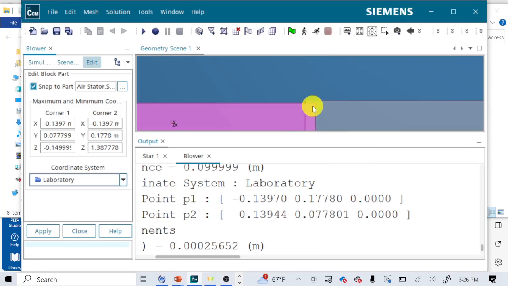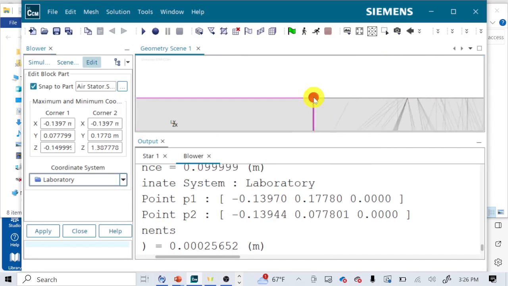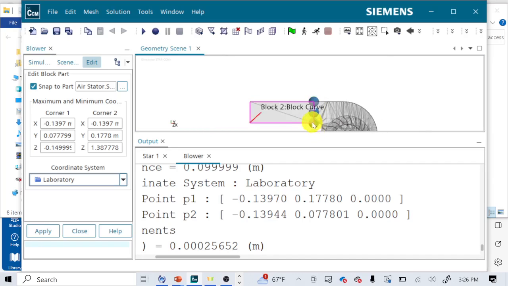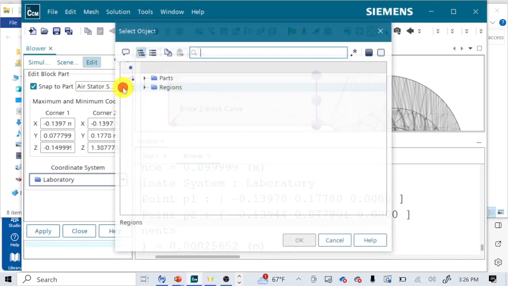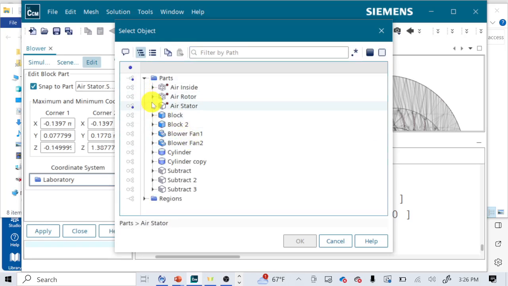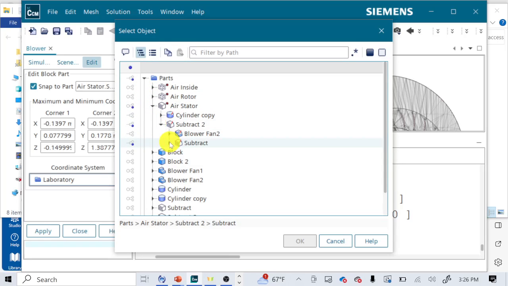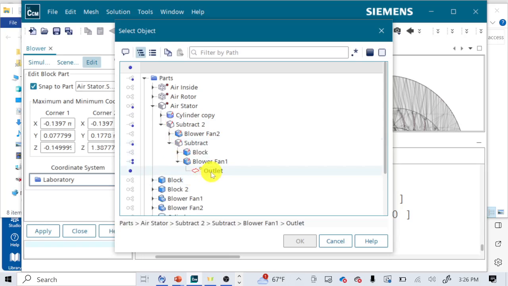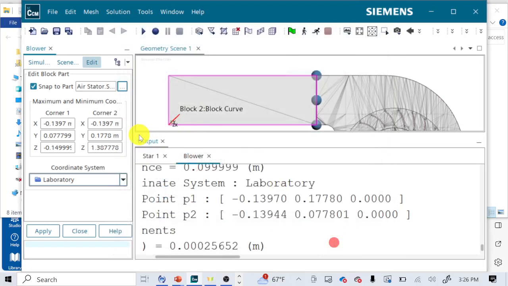Although, incidentally, it still didn't snap exactly. I think I only had one thing selected. Air stator, subtract, blower fan, outlet. I only had one thing selected. It's really, really, really close, don't get me wrong. It's almost certainly close enough, but I'm going to go with exactly the number I had earlier, which was 0.1778 and 0.0778, and then it's 1/3 of a meter long.